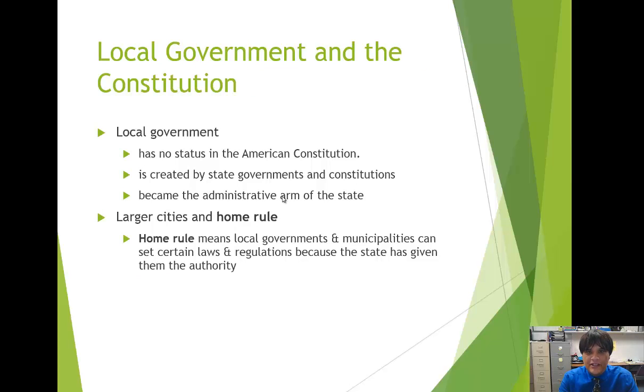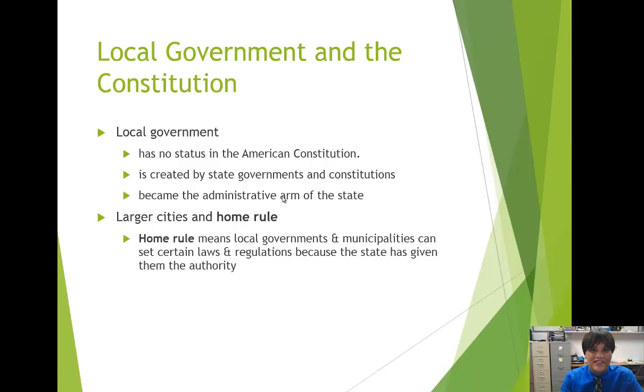Local governments are very unique because they're essential to society, and they're very essential to the structure of federalism. However, they have no status in the Constitution. Local governments are established by state governments and state constitutions. States are the ones that allow local governments to exist. Really, local governments are an administrative arm of the state, and what's important for you Texas government students to know is that they carry out state law without the state stepping in. The local governments will look at the state law and enforce it within their local municipalities.